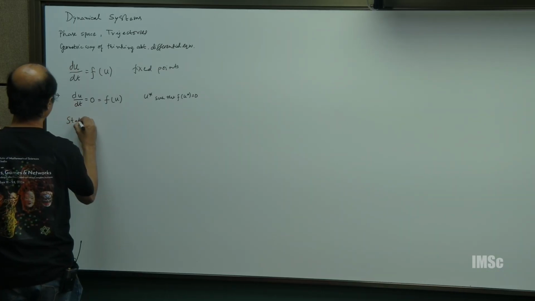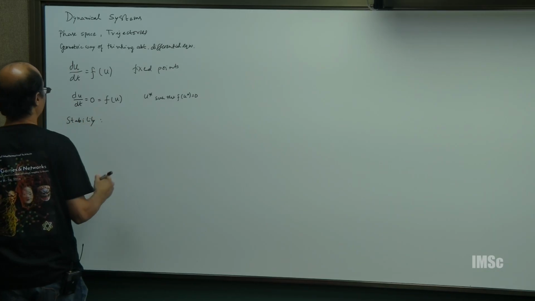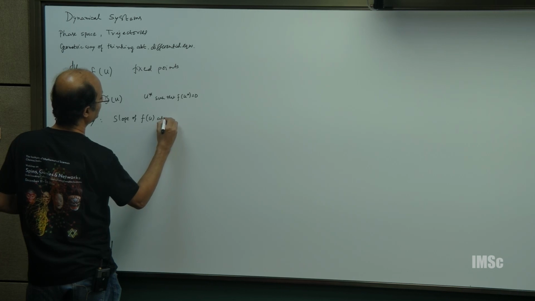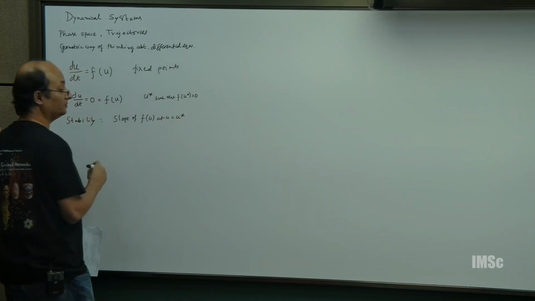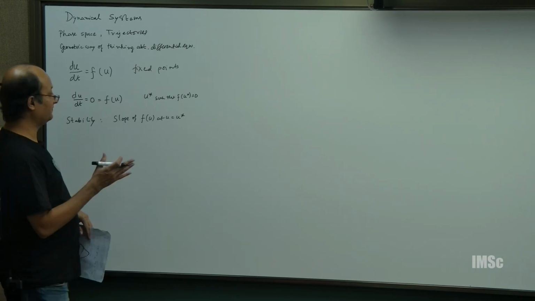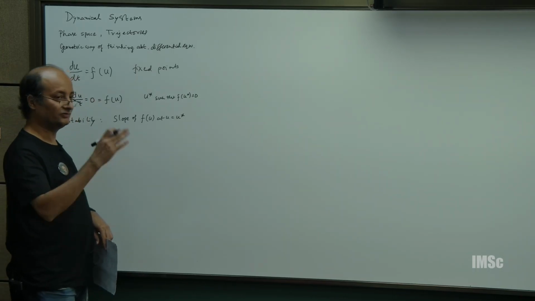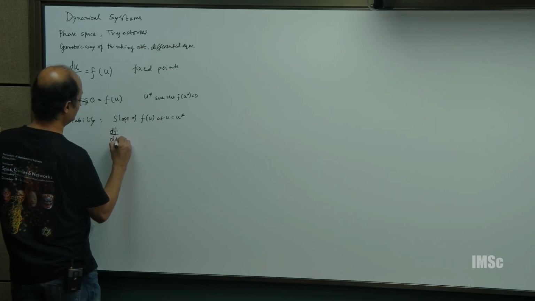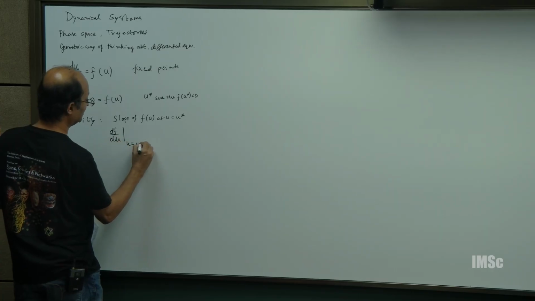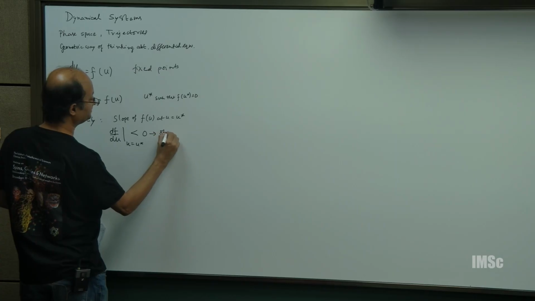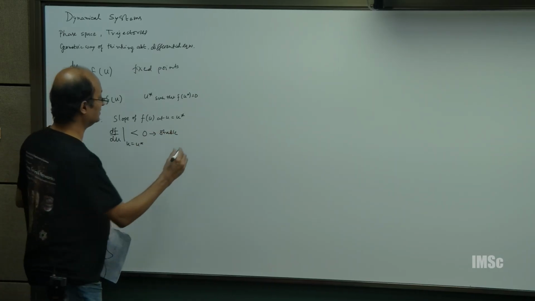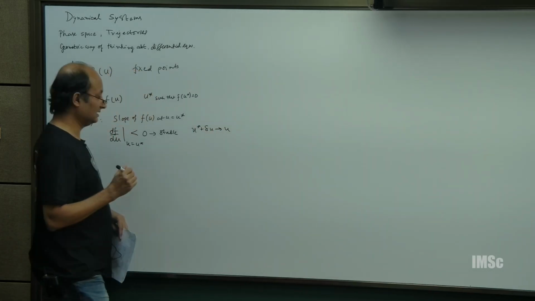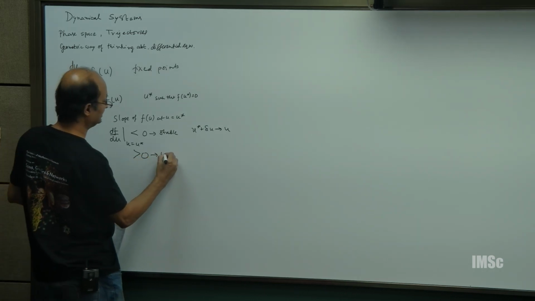And then we looked at stability. So we found that the slope of f of u at u equal to u star tells you whether a small change from the fixed point will take you back to the fixed point or will take you away from the fixed point. In particular, if df du at u equal to u star is negative, that means it's stable. That is, if you make u star plus delta u, this will go back to u star. On the other hand, if it is positive, then it is unstable.